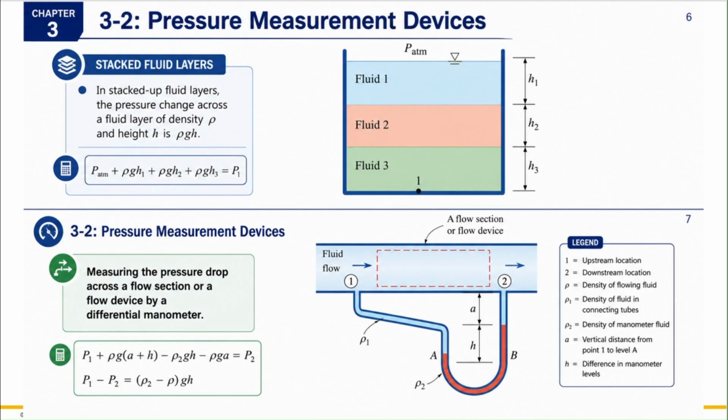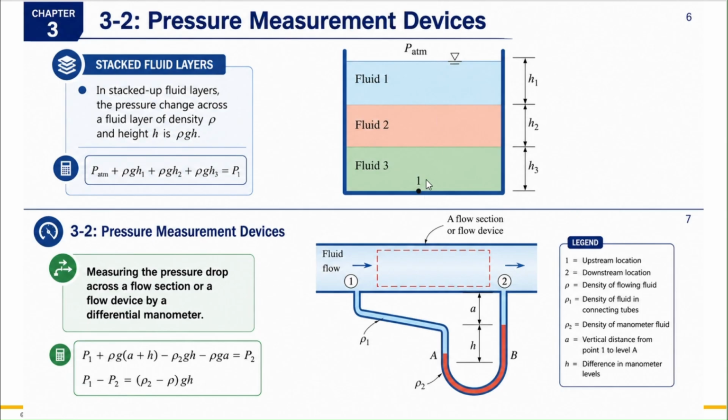For multiple immiscible fluid layers, for example, if you have different types of fluids stacked on top of each other, which are not mixing with each other, in such liquid layers the pressure increase across each layer is just the specific weight of that fluid multiplied by the height of that liquid.